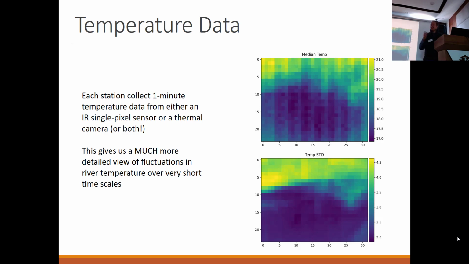So this is nice. It's cool to be able to see it, but again, these thermal cameras are so much harder to work with than these spot thermal data. So we're mostly moving to just using the single infrared sensors now.